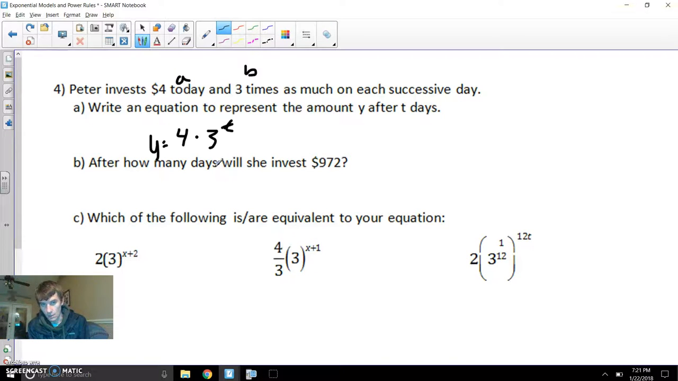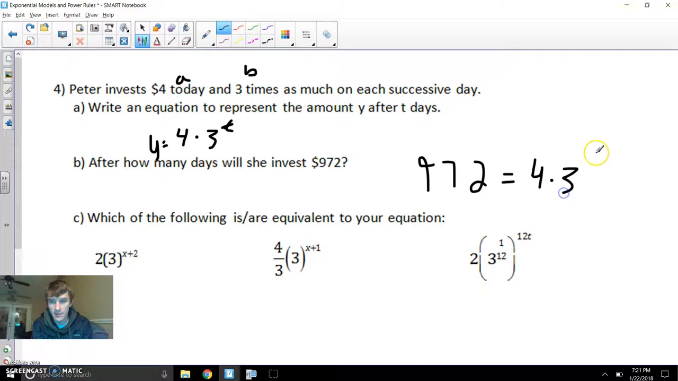Okay. So this right here is trying to see when the outcome is 972, okay? Because he invests $4 a day, 3 times as much on each consecutive day. So he's investing more. And so 972 equals 4 times 3 to the T.